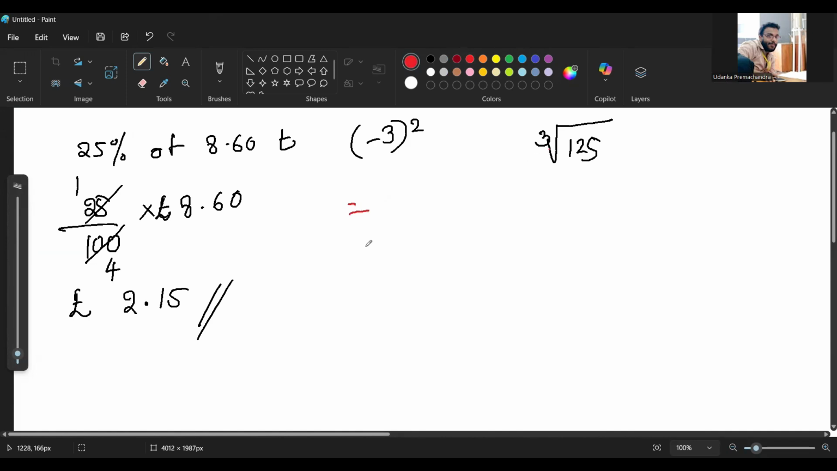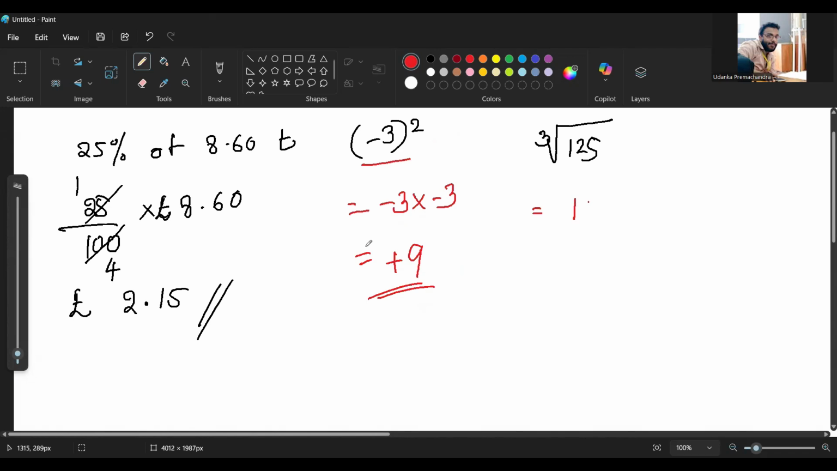First of all, this one is squared. Minus 3 squared. Last week I said what? If they're having even powers, the final answer should be plus. Minus 3 times minus 3? Minus into minus becomes plus. 9. Plus 9. Okay, if they are having even powers, always it should be plus.